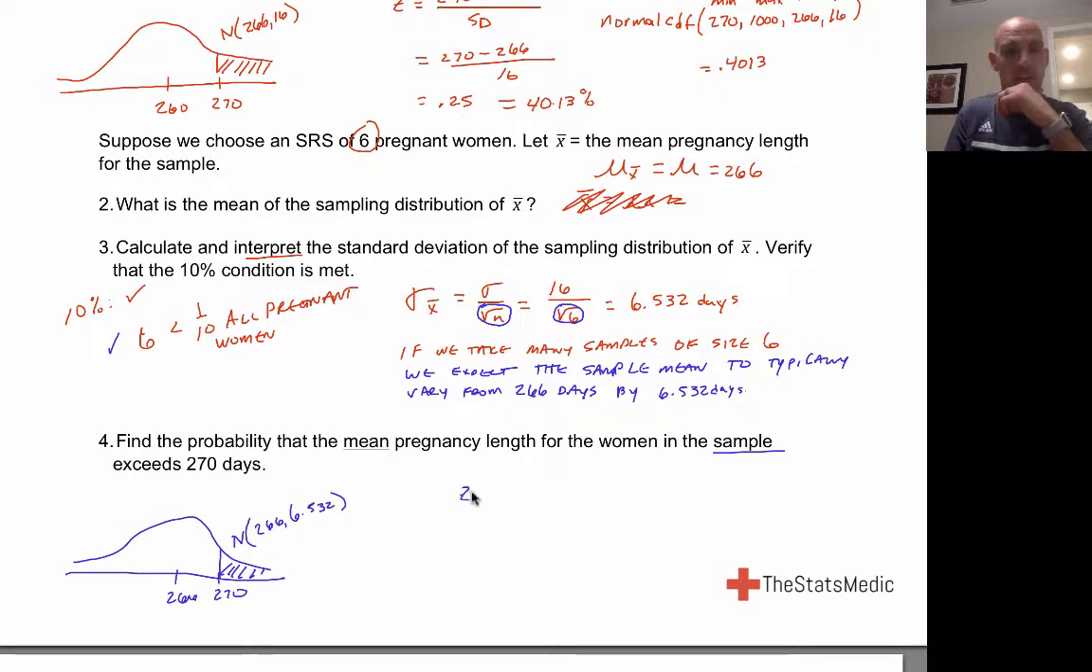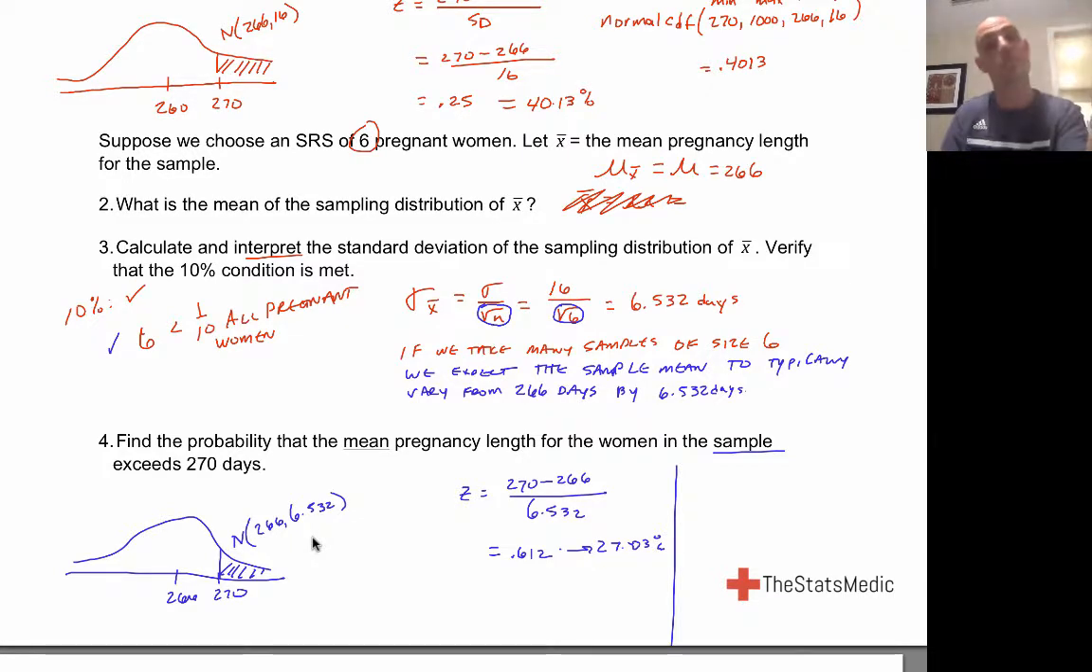And so in this case, our z-score is going to be equal to 270 minus 266 over 6.532 to give us a z-score of 0.612, which is going to lead us to 27.03%. And I want you to think about this for a second, right? What we just did here is we affected the standard deviation, but the cool part about the sampling distribution for means is it's still approximately normal.